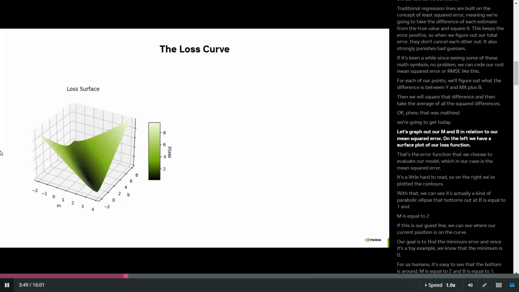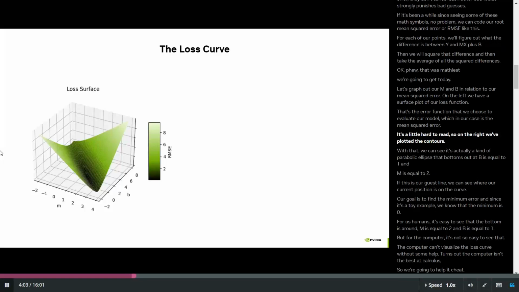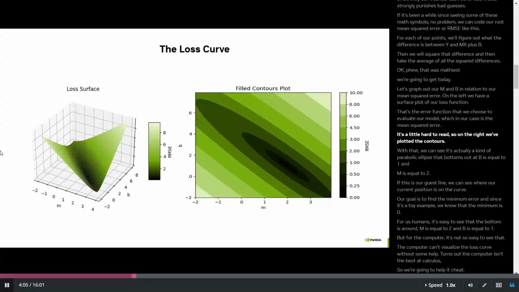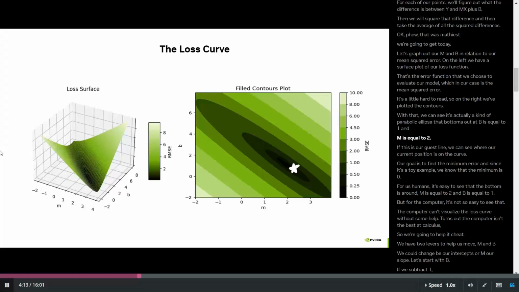Let's graph out our m and our b in relation to our mean squared error. On the left, we have a surface plot of our loss function. That's the error function that we choose to evaluate our model, which in our case is the mean squared error. It's a little hard to read, so on the right, we've plotted the contours. With that, we can see it's actually a kind of parabolic ellipse that bottoms out at b is equal to 1 and m is equal to 2.